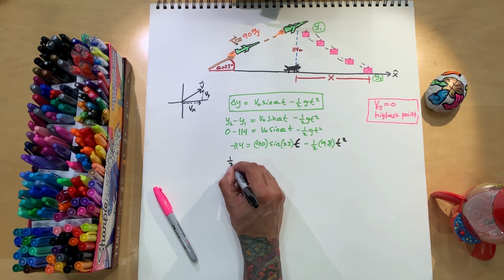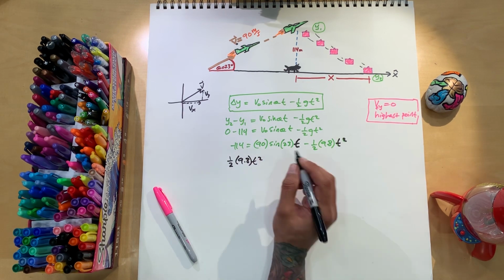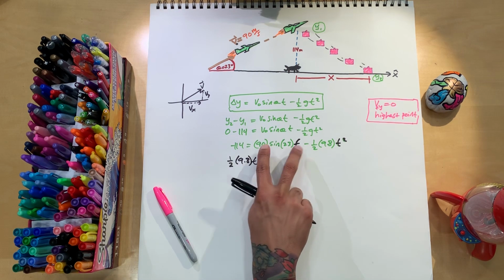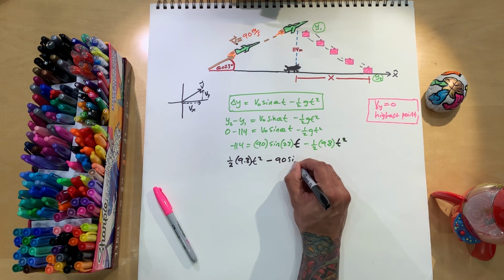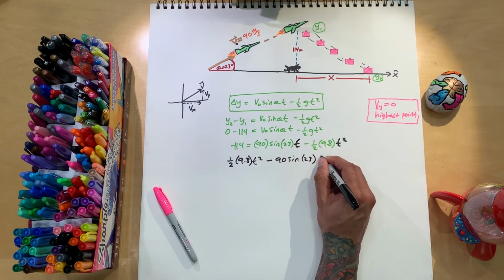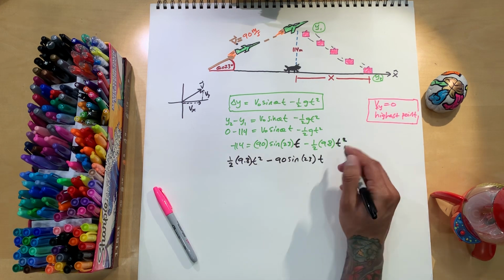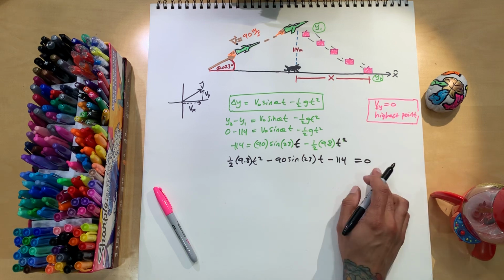I'm gonna get 1/2 9.8 T squared. So this crosses the equal sign. Now this crosses the equal sign, it's gonna be negative. So negative 90 sine of 23T, right? And then we're left with this on the same side, which is minus 114. Now everything is equal to 0.